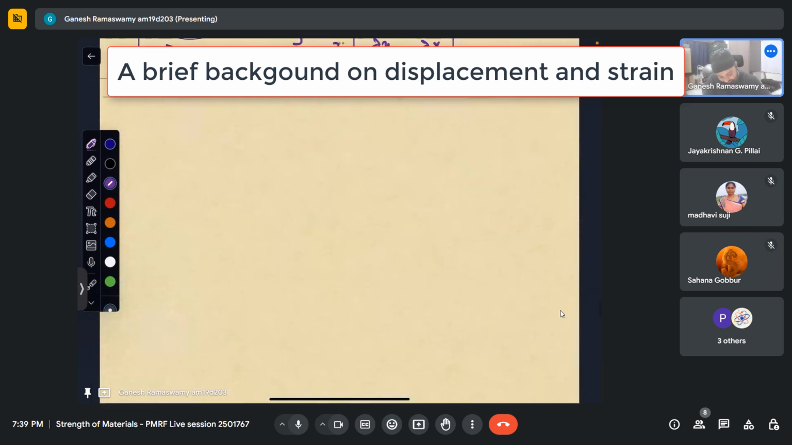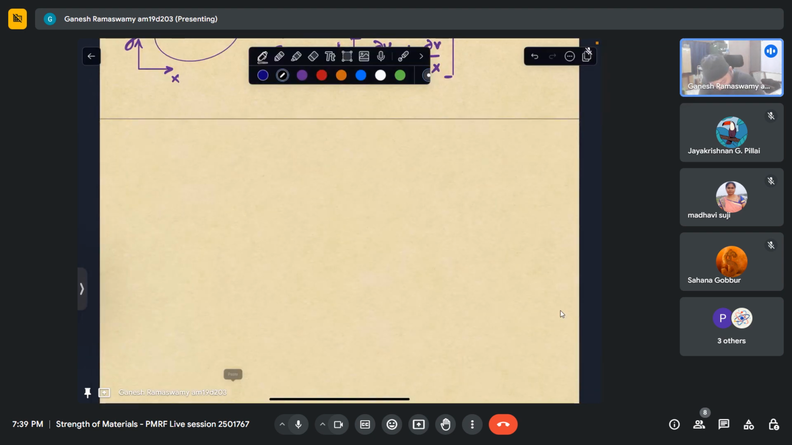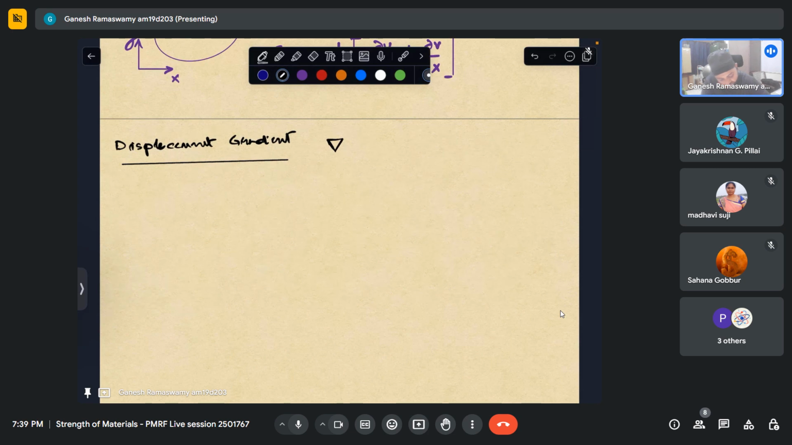So there is something called a displacement gradient. Once we have a displacement field, we will take the gradient of that displacement, which is a funny way of saying a time rate of change or a space rate of change. Instead of a time rate of change, we will differentiate it with respect to the spatial coordinates. So that is what a displacement gradient is. A displacement gradient is defined as this symbol, which is the gradient of the displacement field.